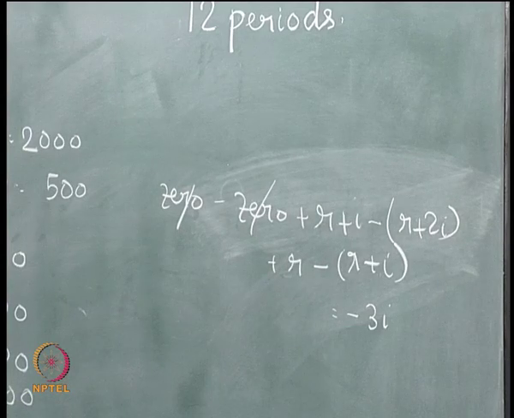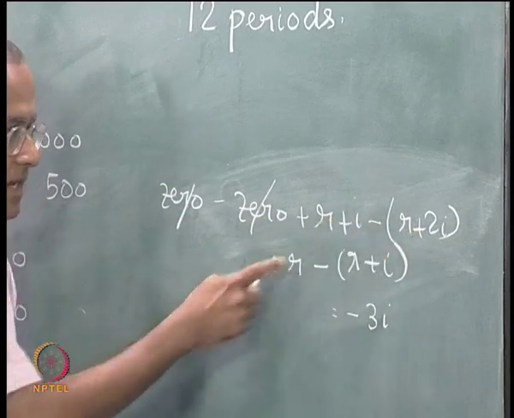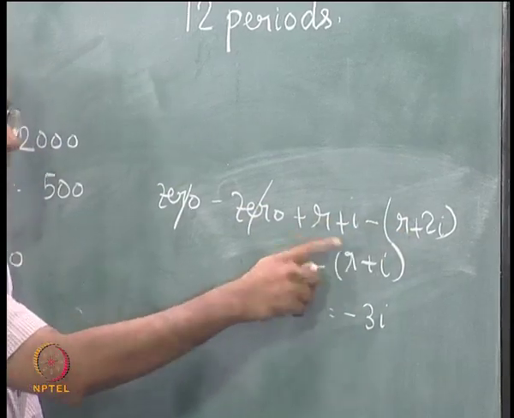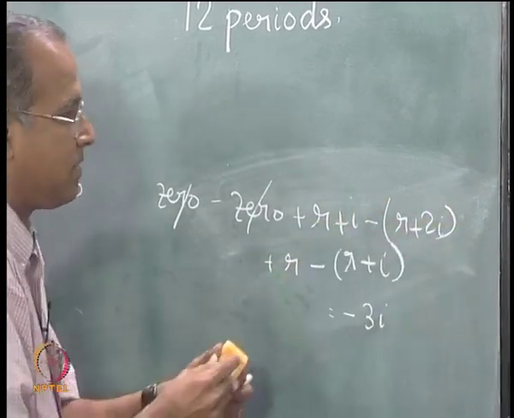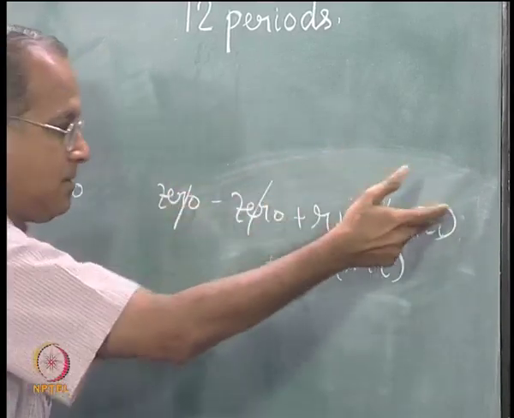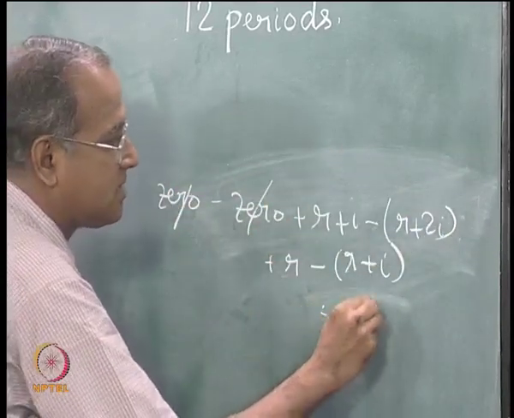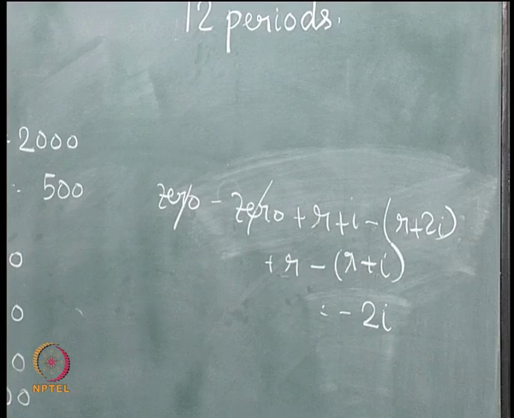Let me repeat it. 0 and 0 get cancelled, this r will cancel with this r, which will cancel with this r. Plus I minus 2I is minus I, and minus I minus I is minus 2I. So, there is a gain when we do this.